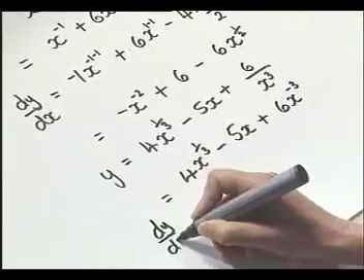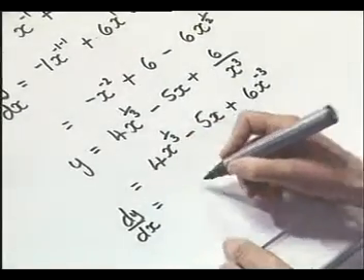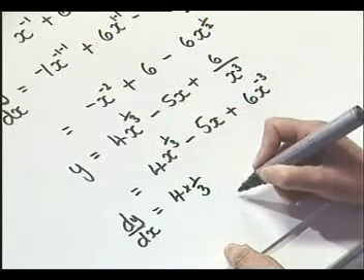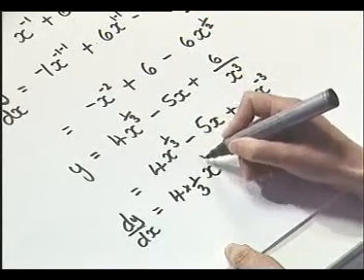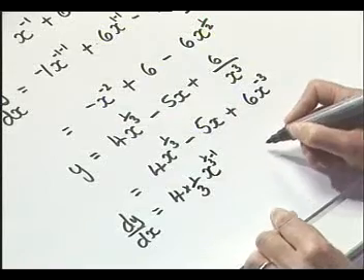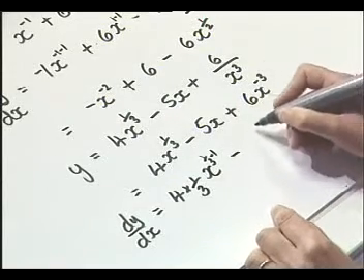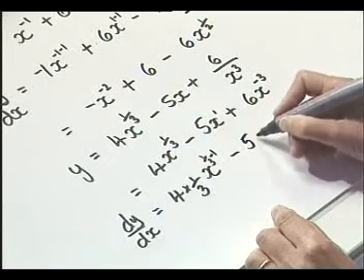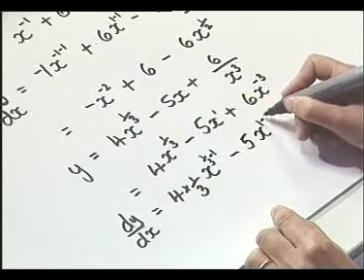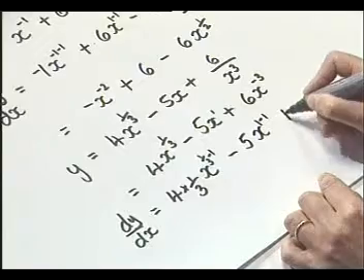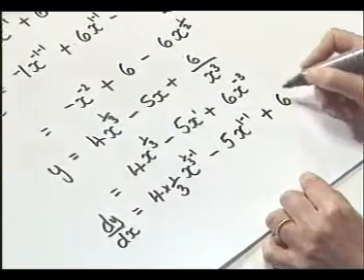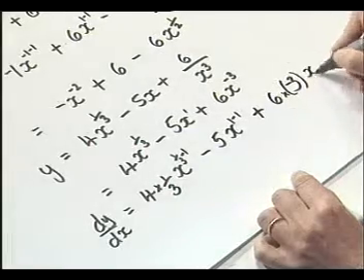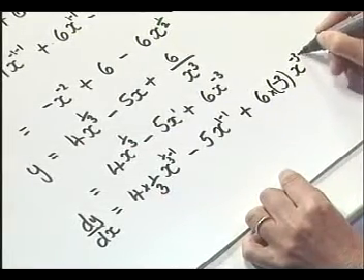So our dy by dx equals 4 multiplied by the power, which is 1/3, x to the power of 1/3 take away 1, minus, this is 5x to the power 1, so it's 5 times 1 multiplied by x to the power of 1 minus 1, plus 6 multiplied by minus 3 times x to the power of minus 3 minus 1.